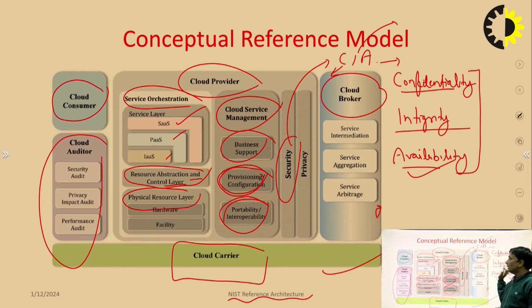This is the function of the cloud and the responsibility of the cloud provider, as well as privacy, keeping all the data and applications secure for the consumer. And there is a cloud broker with three basic important functionalities: service intermediation, service aggregation, and service arbitrage. And at last there is the cloud carrier, which is responsible for transferring the services from the developer to the consumer.